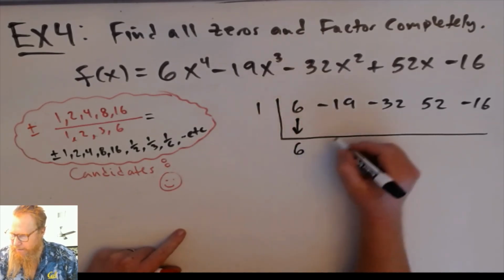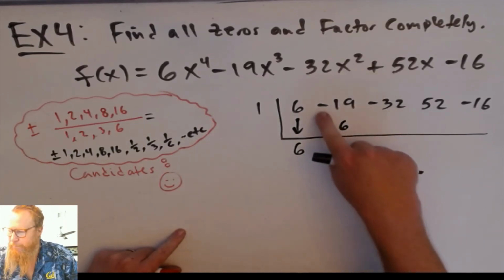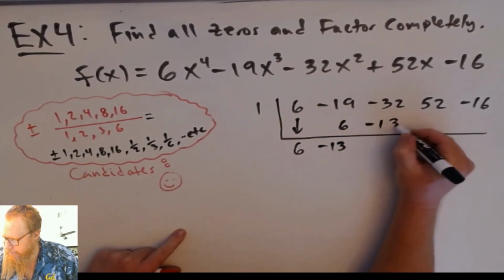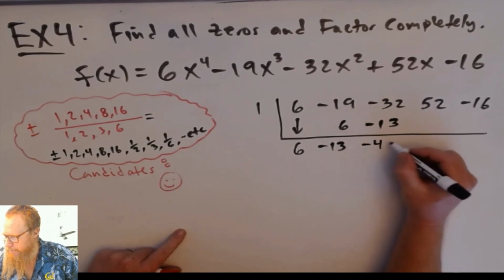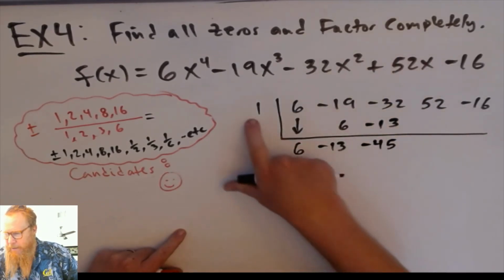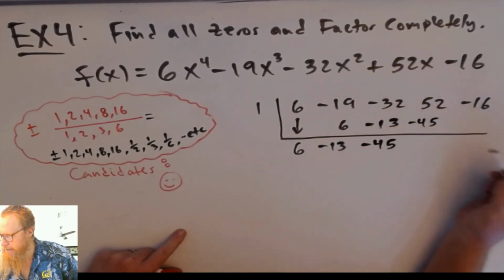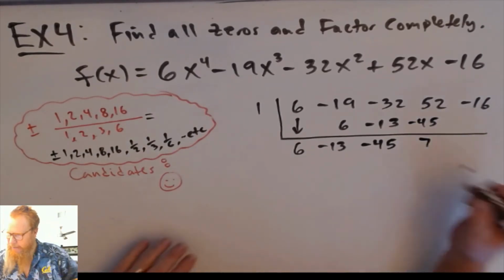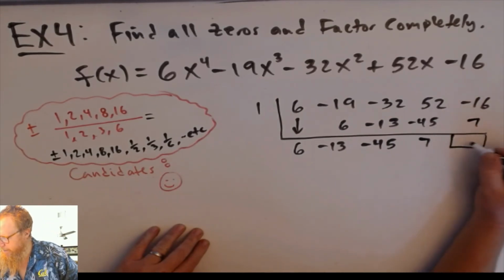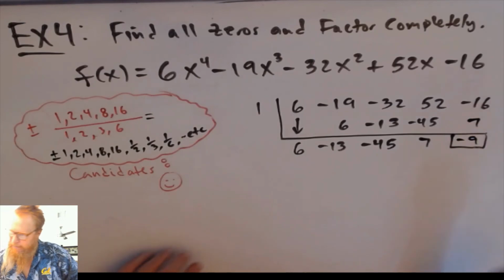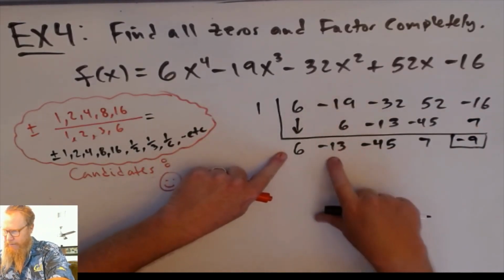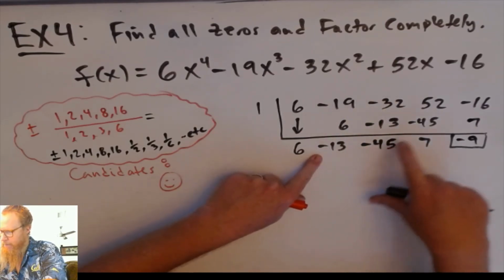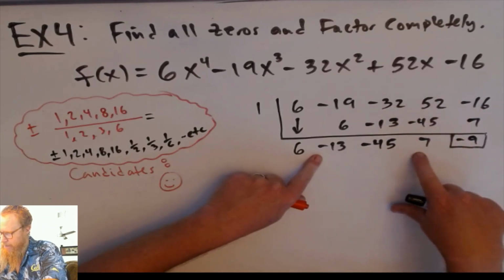So bring down the 6. 1 times 6 is 6. Negative 19 and 6 is negative 13. 1 times negative 13, negative 13. Negative 32 and negative 13 is negative 45. 1 times negative 45 is negative 45. What's that going to be? 7. 1 times 7 is 7. And then we end up with negative 9. Let's double check that. 1 and 6 is 6. Negative 13. Negative 13. Negative 45. 5. 7. Good. It's negative 9.